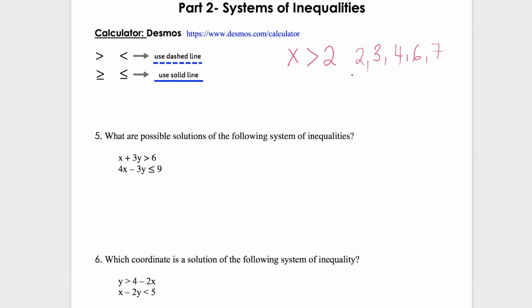3, 4, 5, 6, 7, 8, 9, 10, and so on. So you're telling me 2 is not included? If it's greater only, yeah, that's right, it would not be. Okay, well, don't take that then.